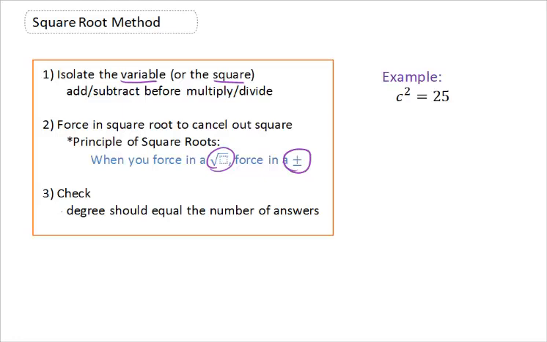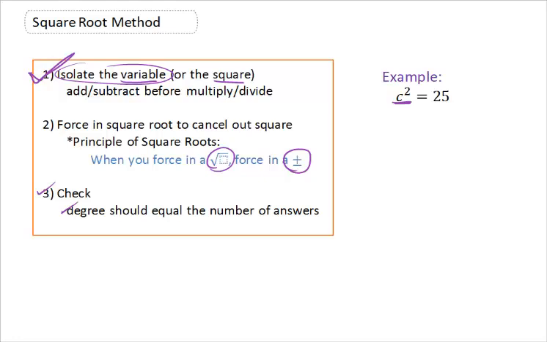We need to check to make sure that you have the correct number of answers, as well as each of those answers work. So in this example here, it's the same example I did in my factoring method. c squared is equal to 25. I want to first isolate my variable. In this problem, I have c squared by itself, so step 1 is already done for us.